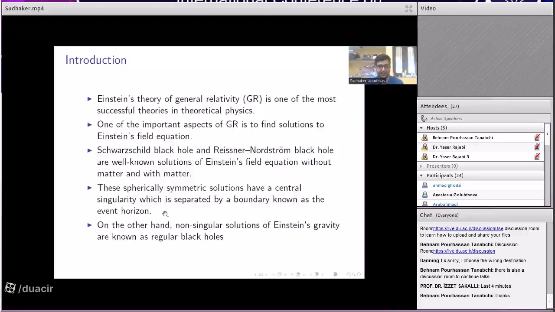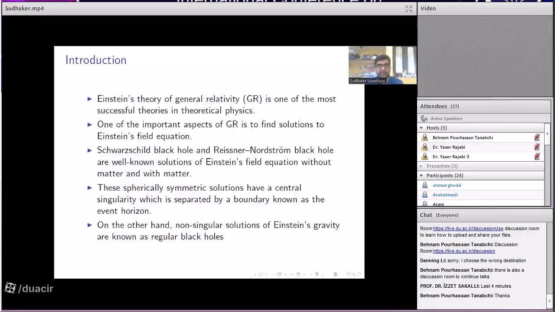Okay, but not all black hole solutions are singular. There are non-singular solutions that also exist for the field equations, and these are known as regular black holes. And regular black holes, you see, are described by the Penrose diagram. If you calculate any Riemannian scalar, it will not blow up when r tends to 0. Okay, so these are the motivations for black hole solutions.